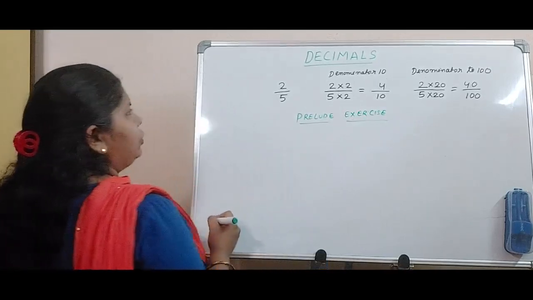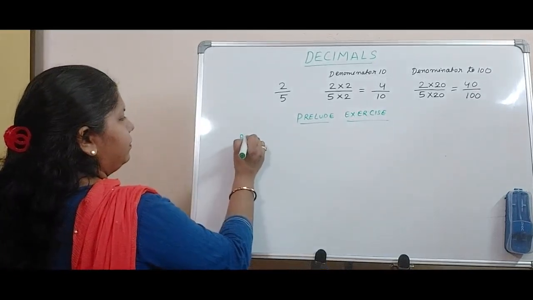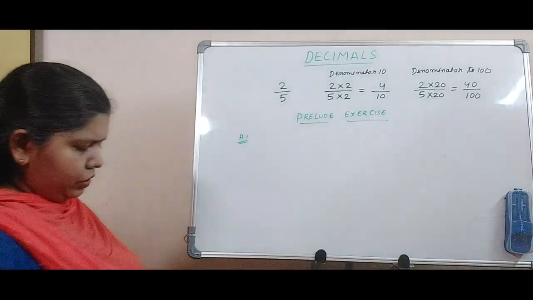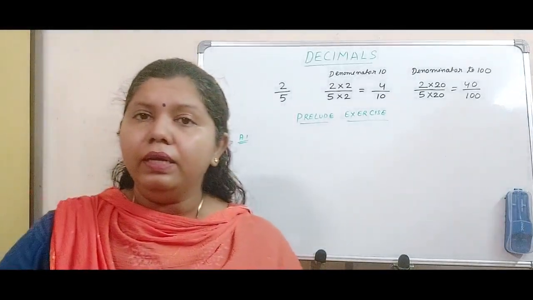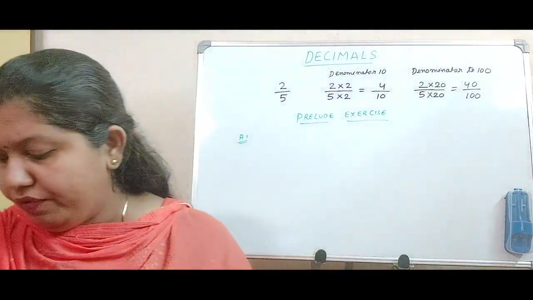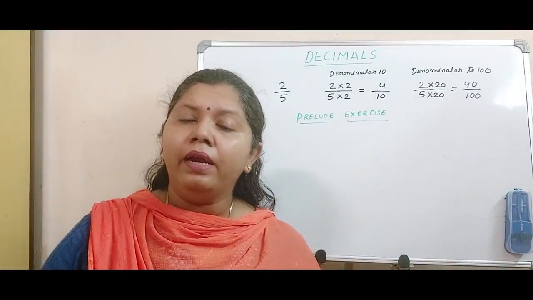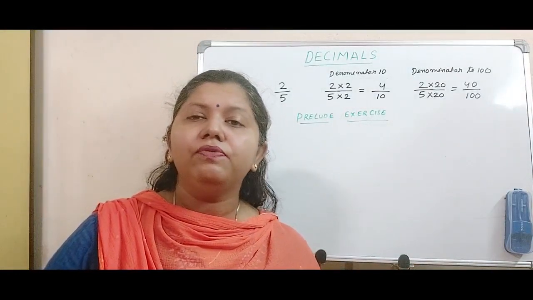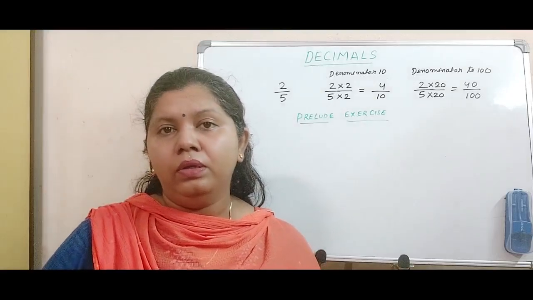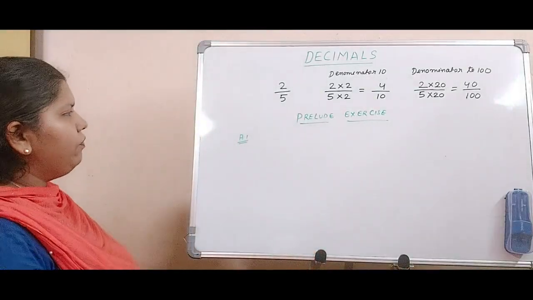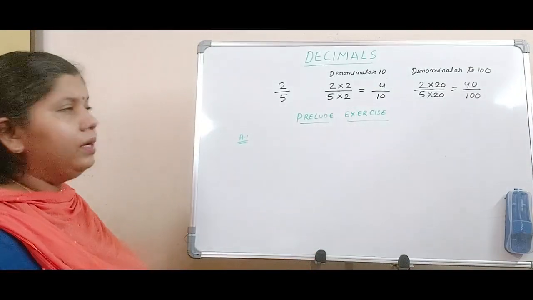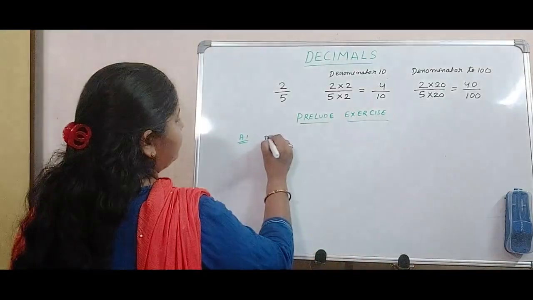Just look at question number 1. The question number 1 is very clear. It is telling you that you have to write 5 proper fractions with denominator 10 and 5 proper fractions with denominator 100. So you can think of, with denominator 10, what are the proper fractions?